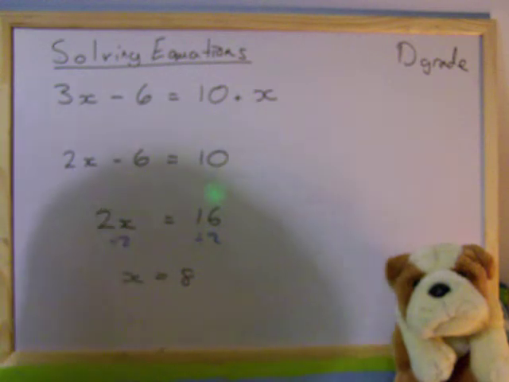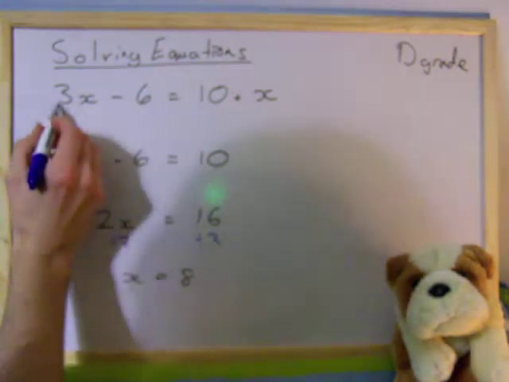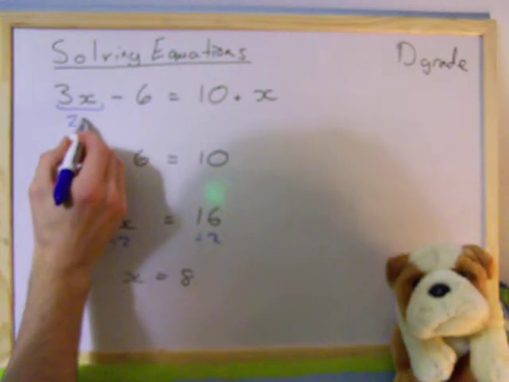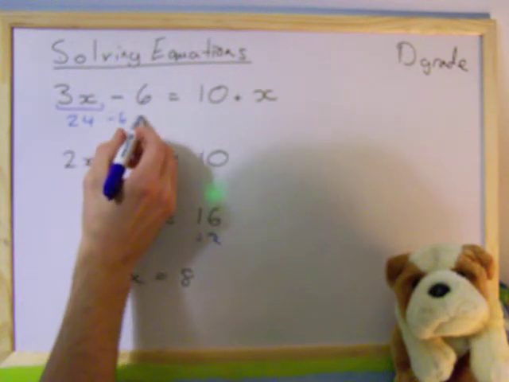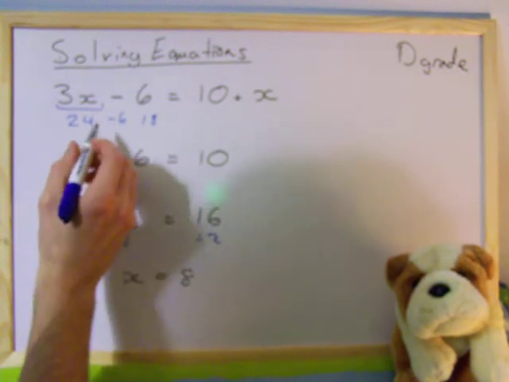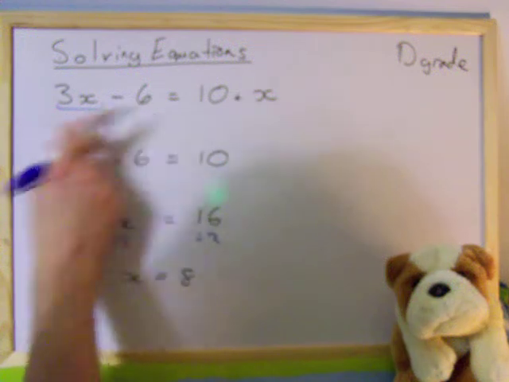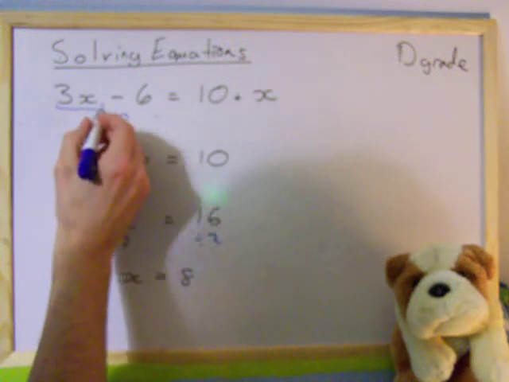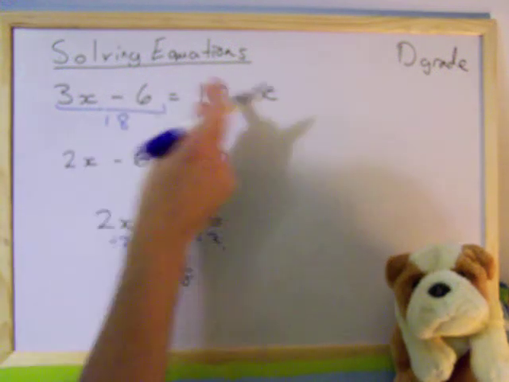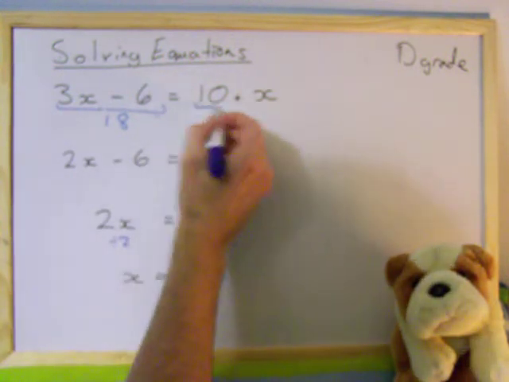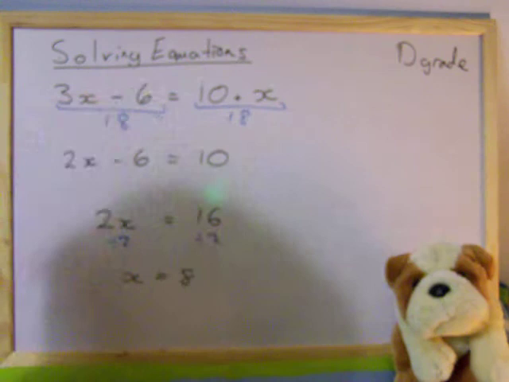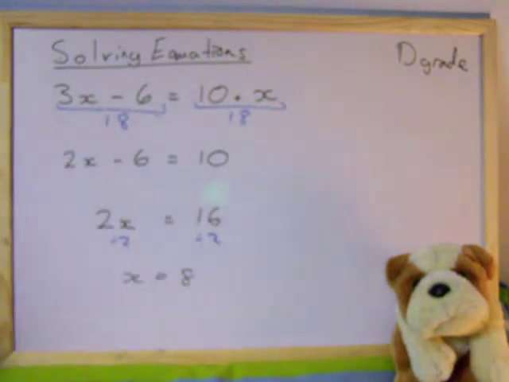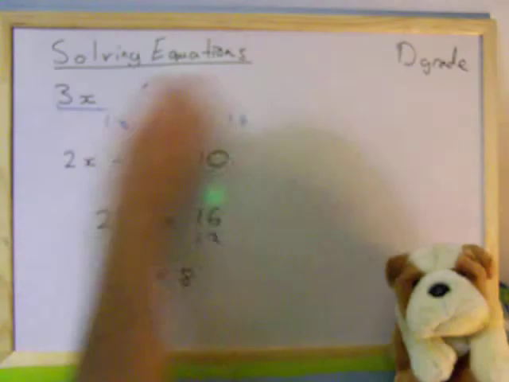I can check it though. If I check it, 3 lots of 8 should be 24 minus 6, that's going to give me 18. If x is right, then that side is going to be 18. Okay, on this side, 10 plus 8, well, that's going to be 18 too. So it works. If I want to check it, I can just quickly plug it back or substitute it back into my original equation.